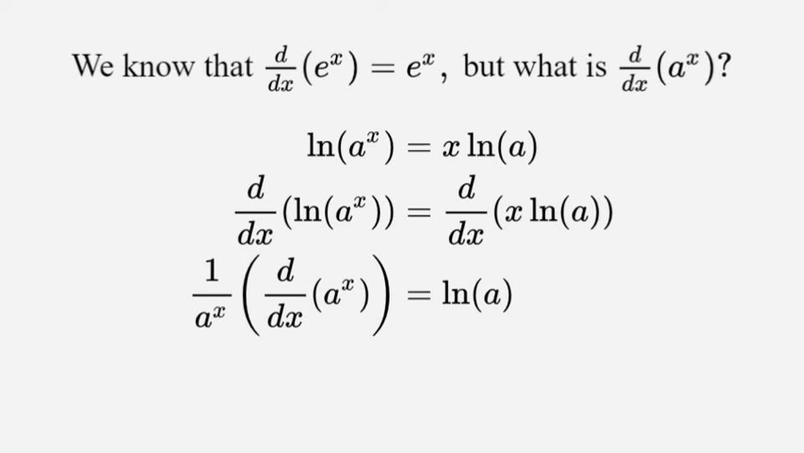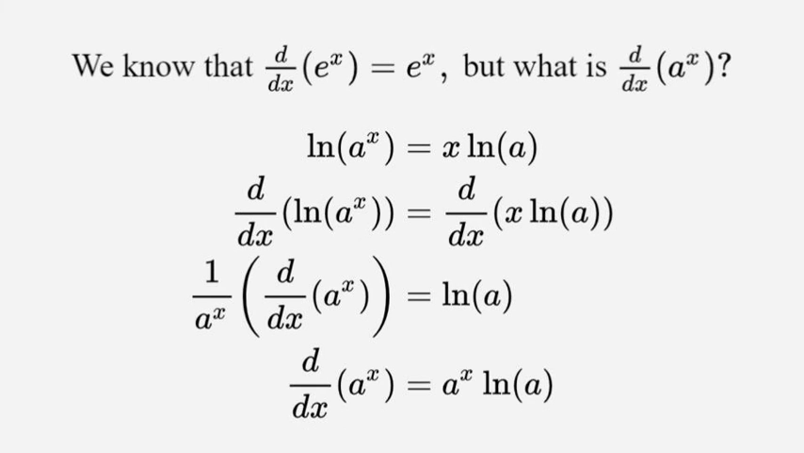So this is a constant multiplied by a function, so I can use the constant multiple rule, where I ignore the constant and take the derivative of the function. The derivative of x is 1, and the constant comes along for the ride, so the derivative of x times natural log of a is just natural log of a. Now that we've taken the derivative of both sides, let's multiply both sides of this equation by a to the x, and I'll get left with the derivative of a to the x is a to the x times natural log of a. So the derivative of any exponential is not quite itself, but it's itself times some constant, and that constant is natural log of a.